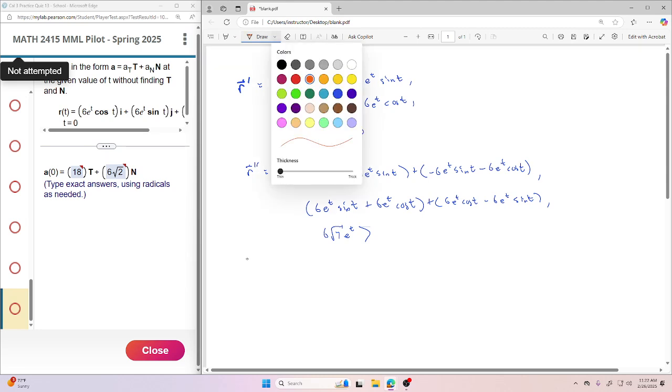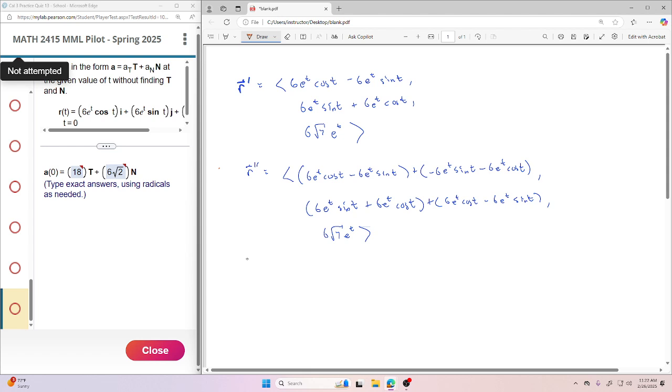Yeah, that's why we're going to plug in 0. But I think we can cancel stuff immediately. We've got a positive and negative cosine, negative sine, positive sine, and we're going to plug in t equals 0 anyways, because one of them is going to go away, right? Because the sines are going to go to 0.